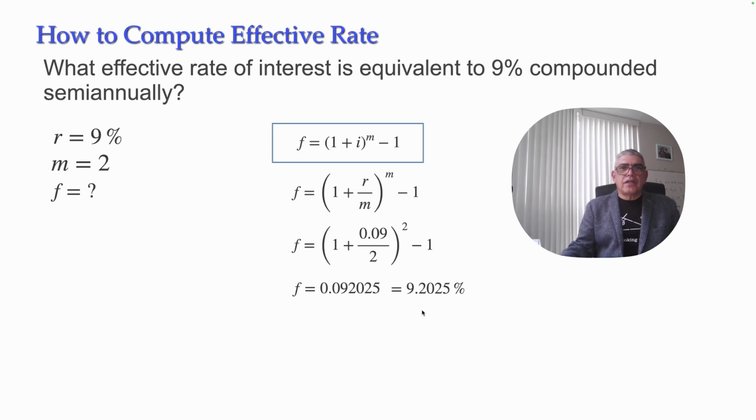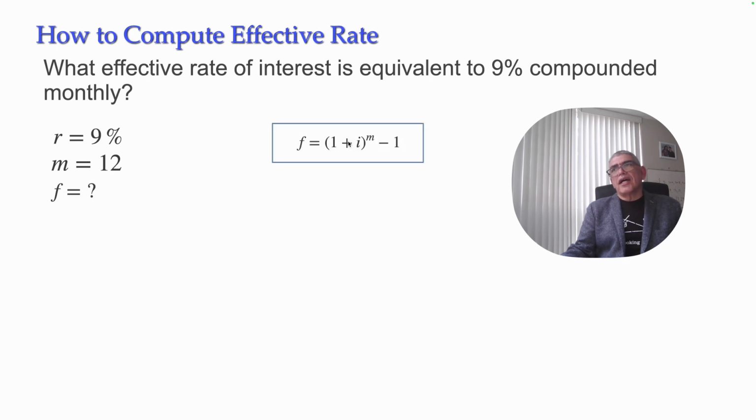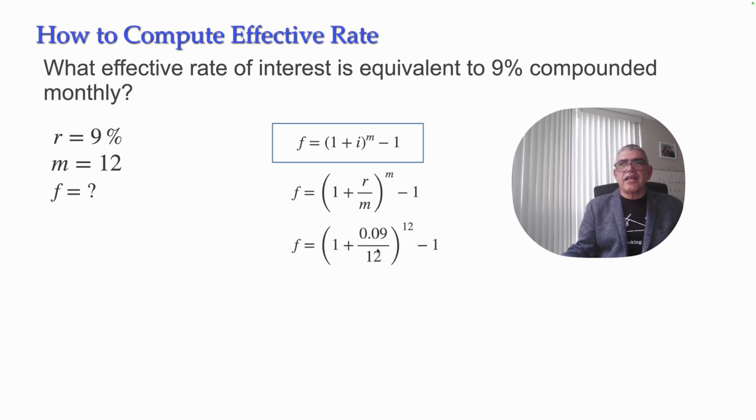We have another problem. What effective rate of interest is equivalent to 9% compounded monthly? What happens if we have the same problem, but now it's compounded monthly? So we know that r = 9%, that m = 12 because it's compounded monthly, so it compounds 12 times per year, and we need to compute the effective rate. I use the formula, and then make the substitution: 0.09 divided by 12, and this to the power 12.